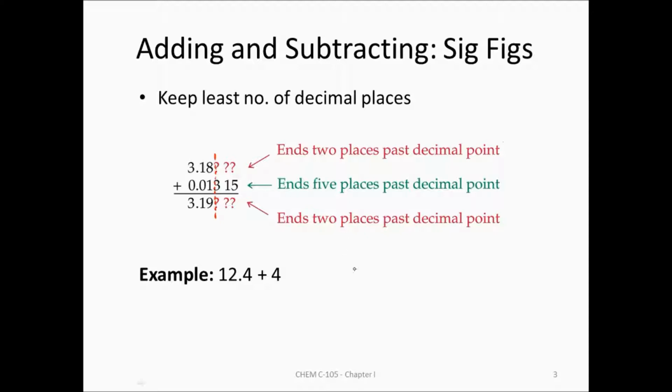For example, if I have 12.4 plus 4 here. Now, let's look at here. The units place is the last place where I have a significant figure in both numbers. So therefore, the last decimal place is the units place, so the answer is 16.